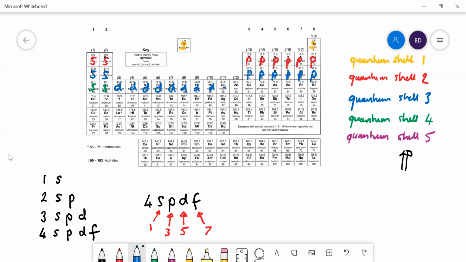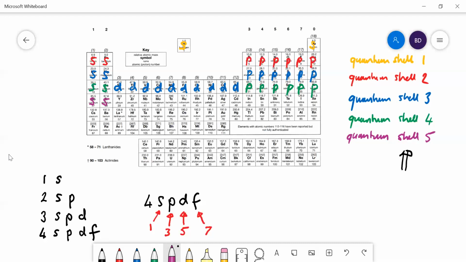And by the time you get to zinc, the 3d is full up, and then you start filling up 4p. So I need to go to green because it's in the 4th quantum shell. So that's p there. And when you get to krypton, that's full up. Then we go to the 5th. Rubidium is the 5th quantum shell, so purple. So that's 5s. The electron goes in there. Strontium, you've got 2 electrons in 5s.